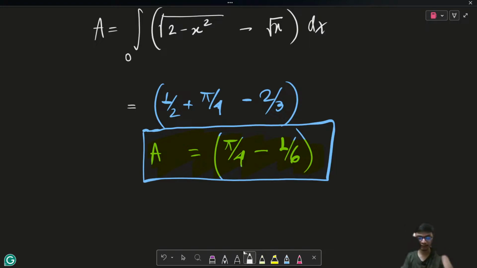Okay. Are you able to understand this? Any more questions? Is this clear to all of you? Are you getting this answer? Please let me know in the live chat. Are you all getting the same answer? Is this part clear to all of you?